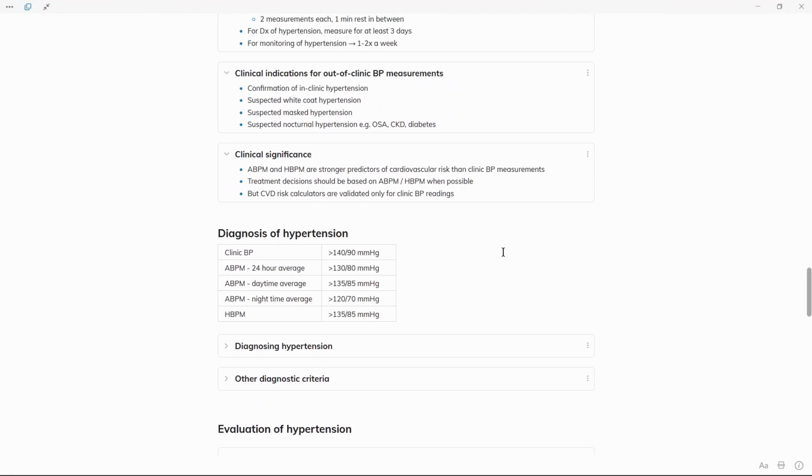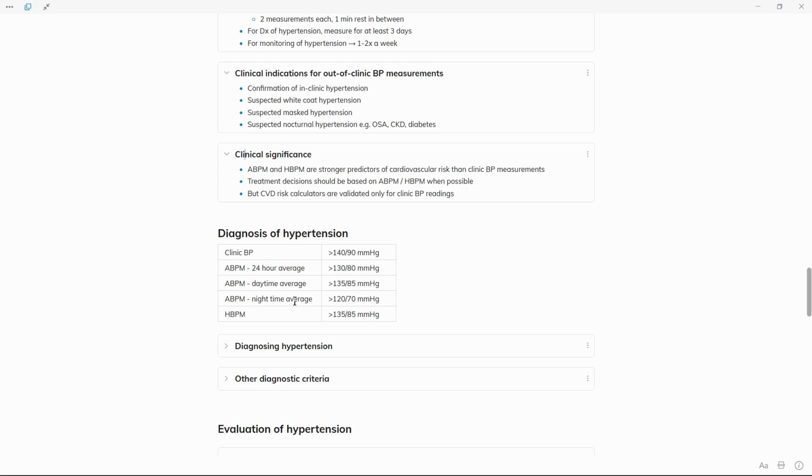Okay, now how do we diagnose? What is the diagnostic criteria of hypertension? So hypertension can be diagnosed through several different criteria. The first of which is clinic blood pressure readings of above 140/90. An ambulatory blood pressure monitor has different criteria based on the average during the day, the average during the night, and a 24-hour average. A 24-hour average of more than 130/80 is diagnostic of hypertension. A daytime average on the ambulatory blood pressure monitor of above 135/85 is diagnostic of hypertension, and a nighttime average of 120/70 is also diagnostic of hypertension.